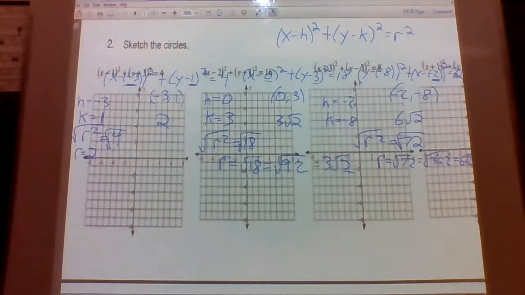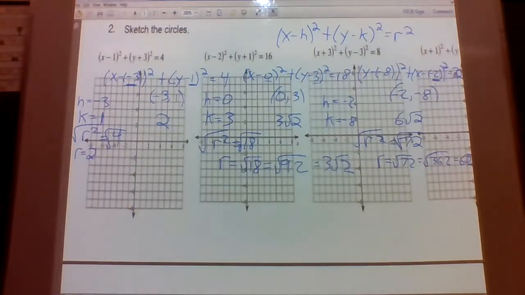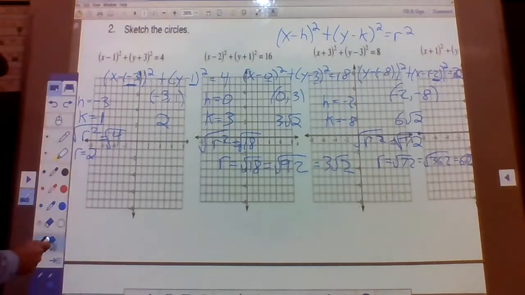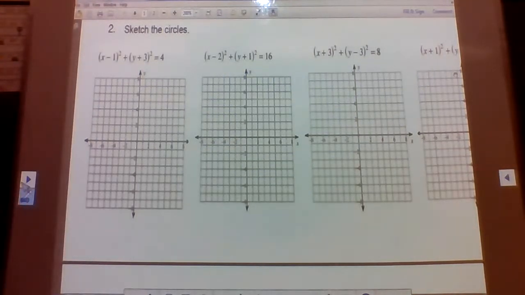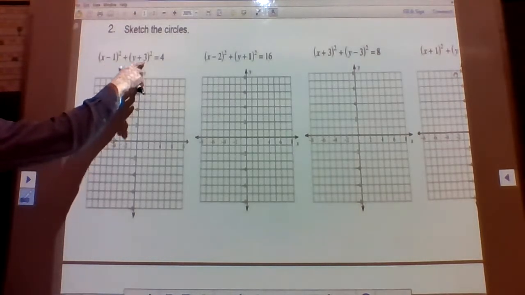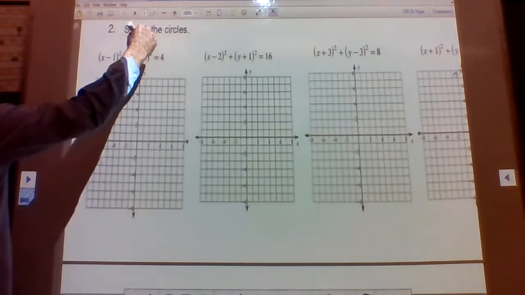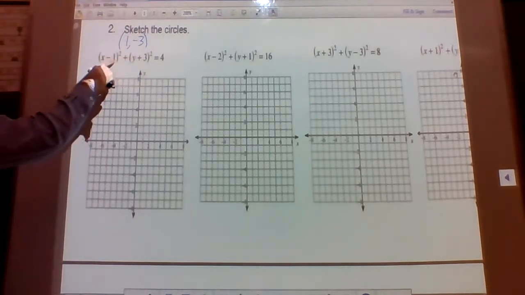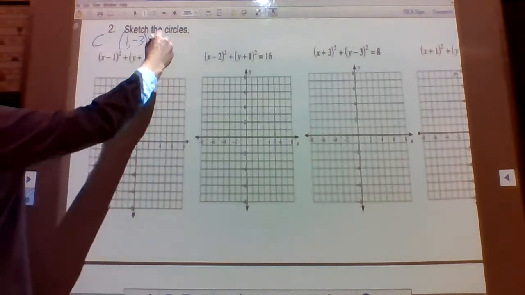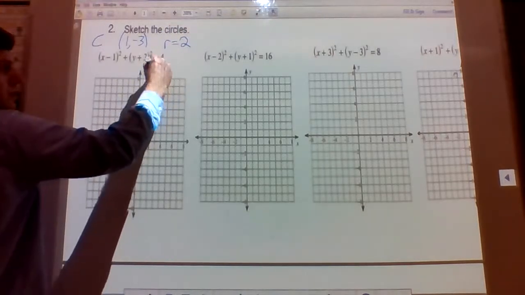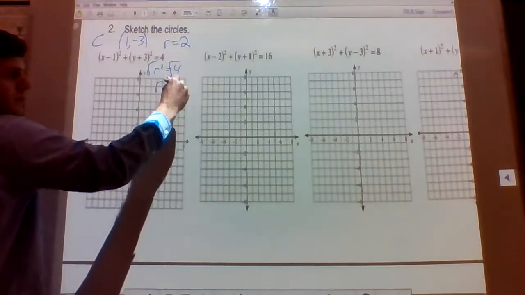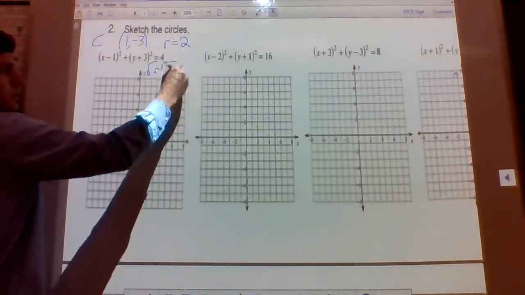Number 2. We want to sketch the circles. In order to sketch the circles, we're going to need to know what the center and the radius are. So just from number 1, we should know how to find the center and the radius. So our center is going to be +1, -3. So again, if you flip the sign, okay, we don't need to rewrite them all. I'll write +1, -3, because our center. Okay, then our radius is going to be 2, because r squared equals 4. We take the square root of both sides and we get r equals 2. Okay, square root of 4 is 2.